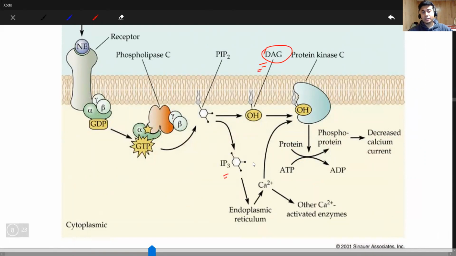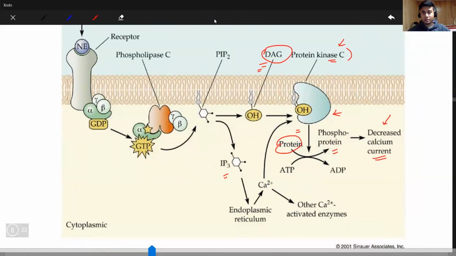Diacylglycerol works on the protein kinase C. And remember, in our Gs protein, we found protein kinase A. Now, this is protein kinase C. When activated, it does almost the same function as protein kinase A. That means it will work on some protein, that protein will change its shape and structure, it will be activated, and there will be certain action in the cell. Here, as you can see, this activity of protein kinase C leads ultimately to decreased calcium current in the cell.